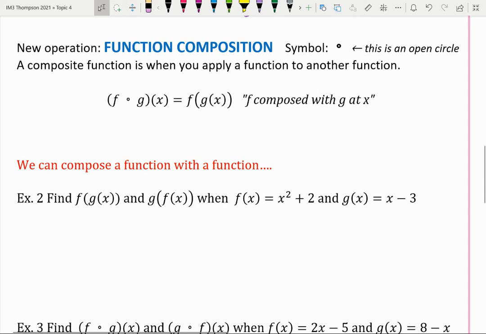So for example 2, we're going to compose f with g of x and g with f of x. For f of x is x squared plus 2 and g of x is x minus 3.